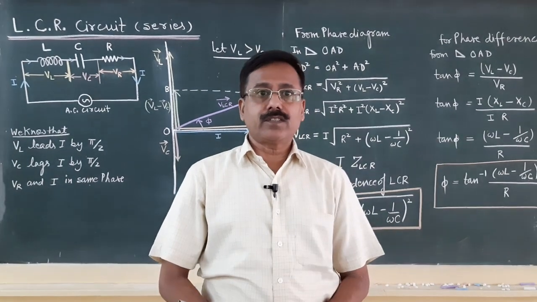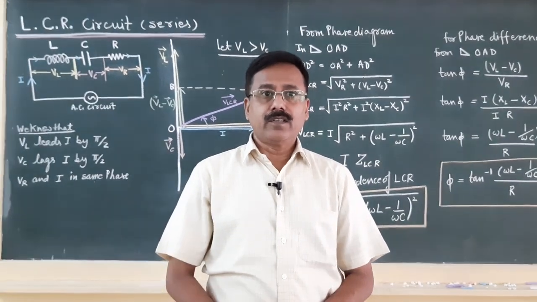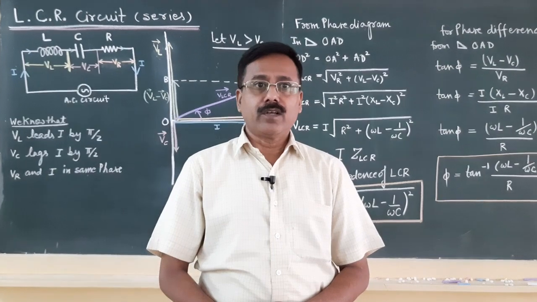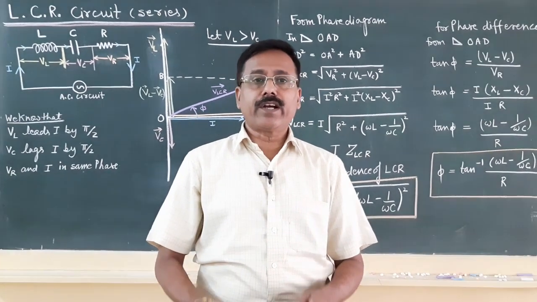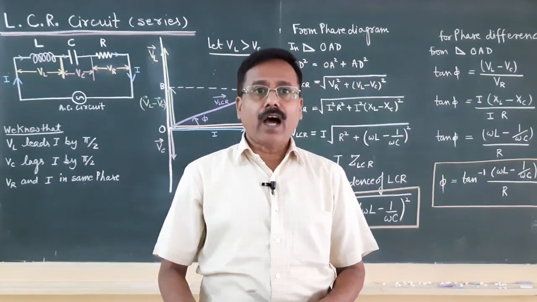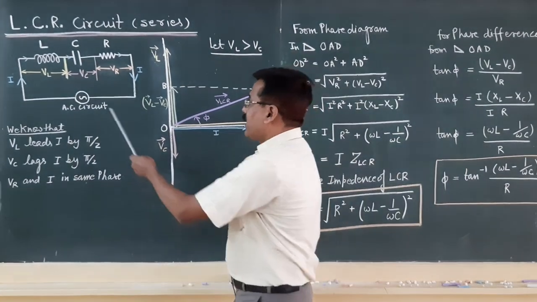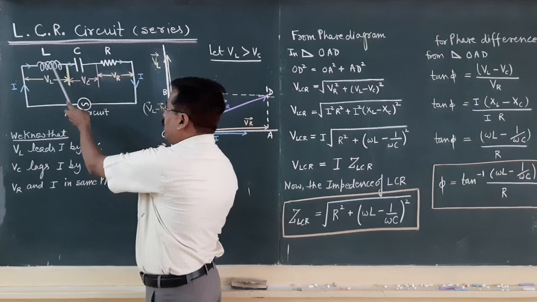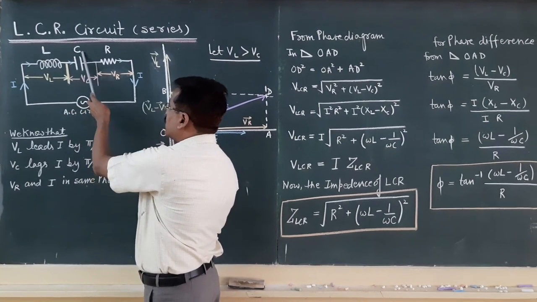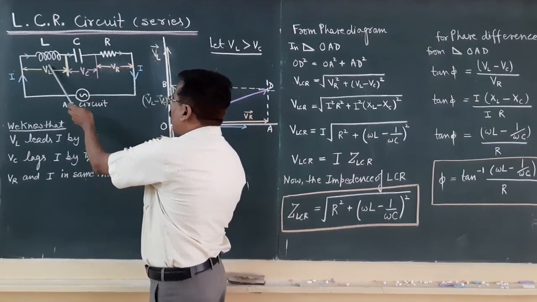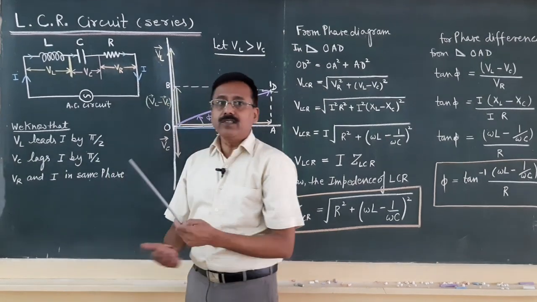Today we will discuss the LCR circuit in series arrangement. All the three components, inductor, capacitor and resistor, are connected in series across an AC source. So, in the circuit diagram, this is inductor L, capacitor C and resistor R. All three are connected in series.